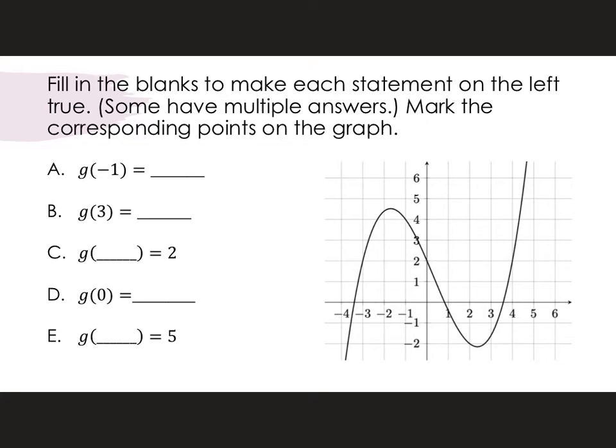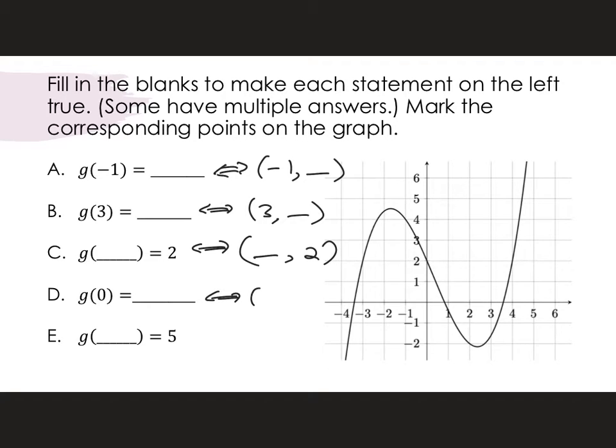So the problems that we have to work with mostly will look like this. The notation looks a little bit weird, but remember, when we have a statement like g of something equals something, that's really giving us an input-output pair. So this fact is the same as saying there's a point on my graph that looks like (-1, something). This fact tells me that there's a point on my graph that looks like (3, something). This fact would say there's something on my graph that looks like (something, 2).